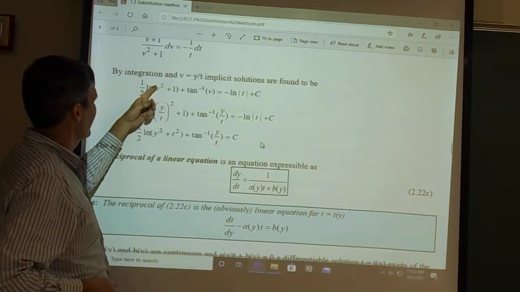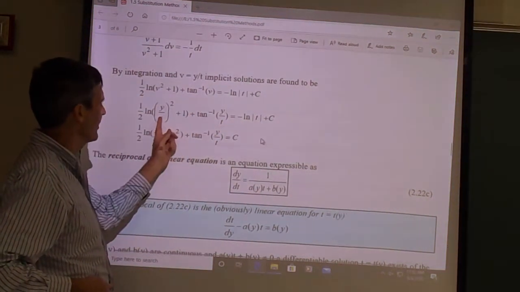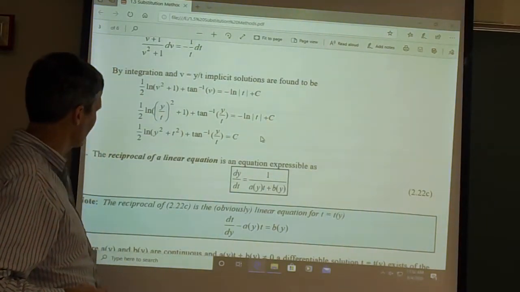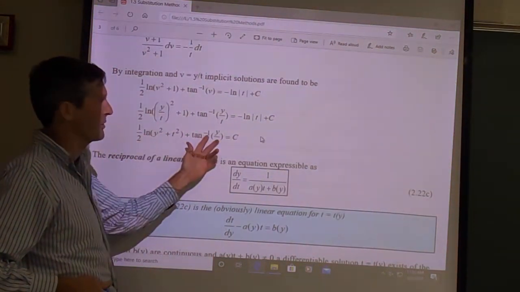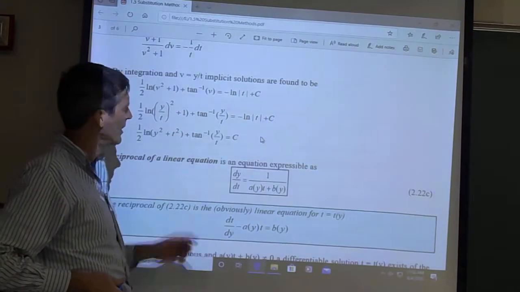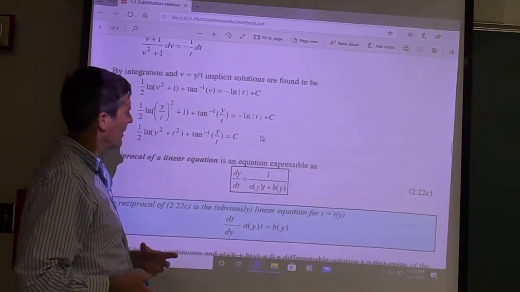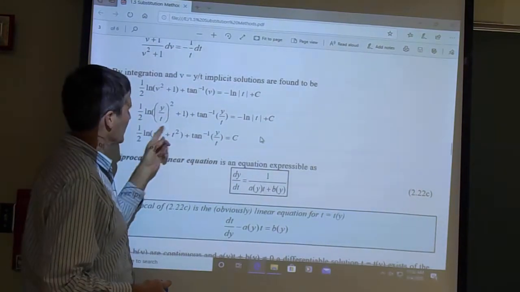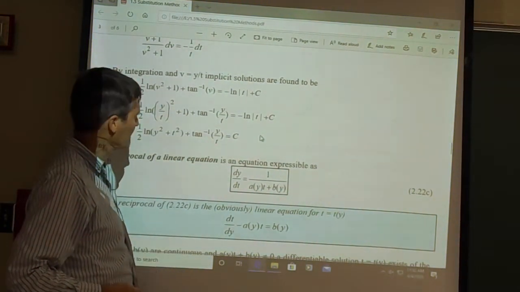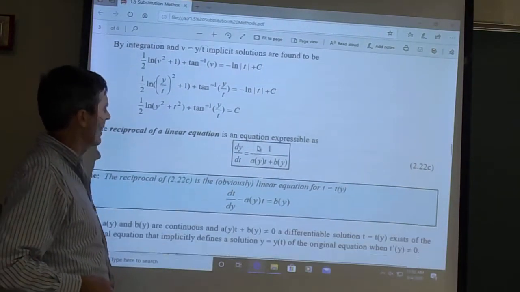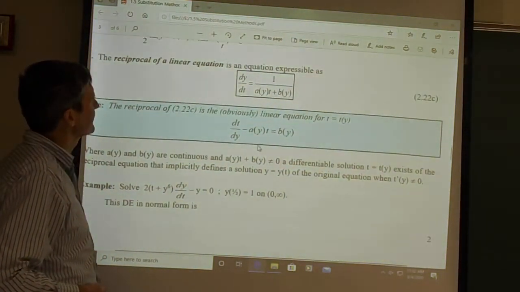We'll just put back v equals y over t, right? How can you solve for y out of that? It's not so easy when it's inside the logarithm and the arctangent. So we'll just say solutions are implicitly defined by these curves with c arbitrary, and you can use the computer to go plot a bunch of points on these curves and get pretty accurate positions and see what the solutions look like, even if you can't write y explicitly as a function of t.